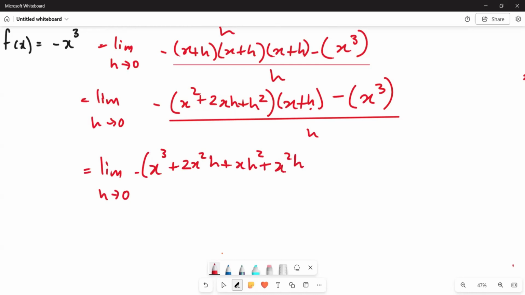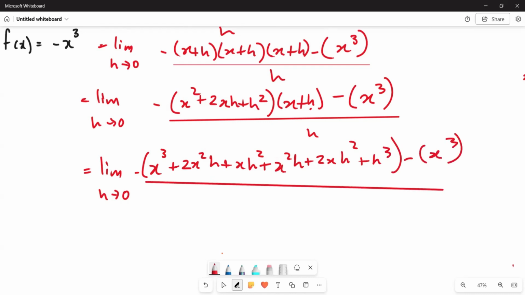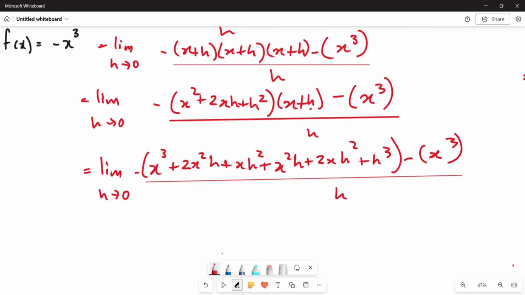Then the other one is going to be plus 2x h squared, plus h cubed. Altogether, subtract your x to the power of 3, divided by h. Altogether. Now, what else are you going to do from here? Your limit as h approaches 0.